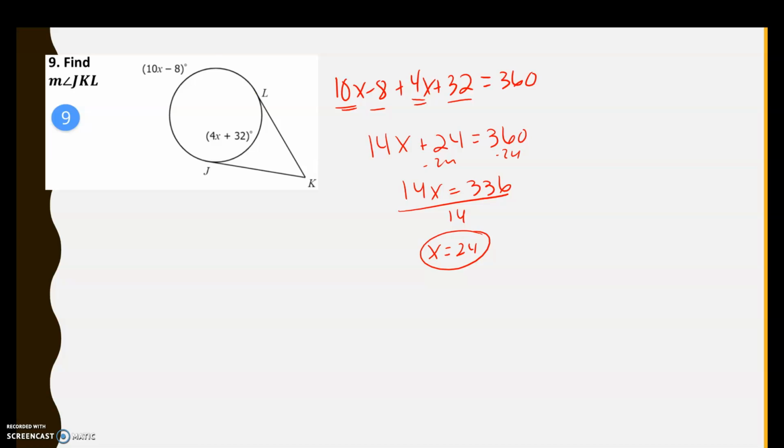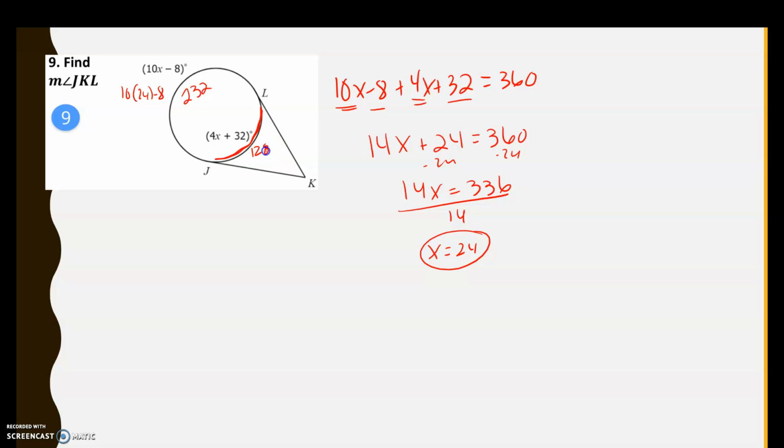I'm going to take that and plug it back into one of my arcs. My 10 times 24 minus 8, it's going to give me a measure of 232. Now I can do 360 minus 232 to figure out what my little arc is, or I can just do 4 times 24 plus 32. However you want to do that, but this little arc here is going to give me a measure of 128.